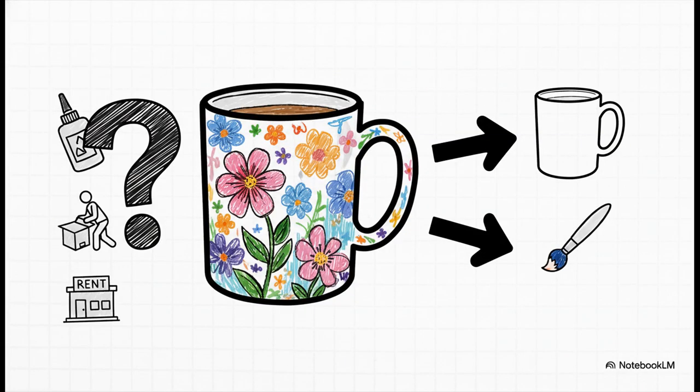So imagine this. You want to start a business selling these beautiful, hand-painted coffee mugs. Now, you can easily figure out the cost of the blank mug and the paint for your design. That's the easy part. But what about the glue for the packaging? Or the salary of the person packing the box? What about the rent for your little workshop? You see, it's these hidden costs that can often make or break a new business.